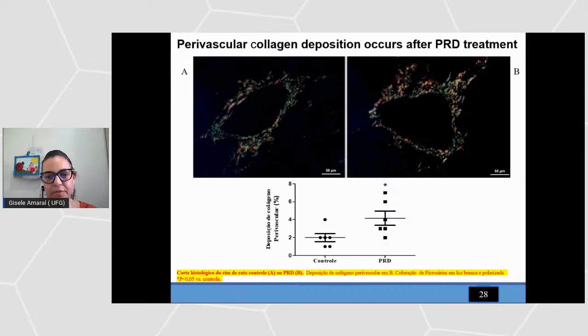A greater deposition of type 1 collagen in the vessels of animals treated with prednisone demonstrated renal perivascular remodeling, since this type of collagen is synthesized by fibroblasts and vascular smooth muscle cells, justifying the increase in microalbuminuria in these animals and one sign of kidney injury.